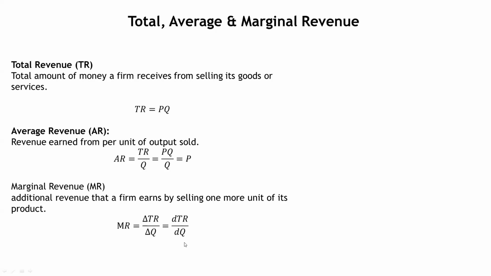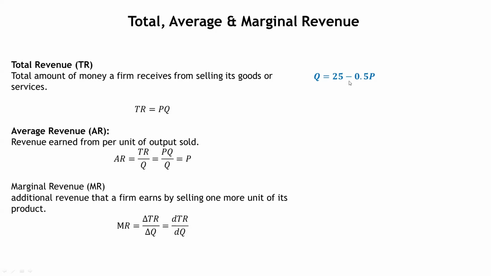We can explain the concepts with an example. If we are given a demand equation, from the demand equation we can easily derive total revenue, average revenue, and marginal revenue. Here is an example. You see, Q equals 25 minus 0.5 P. This is a demand equation.